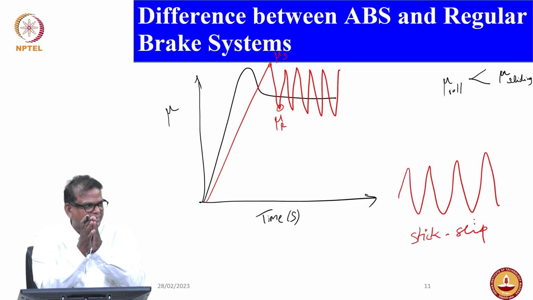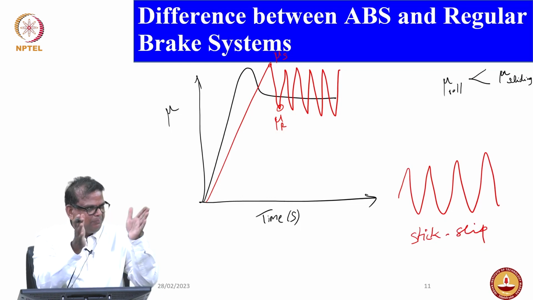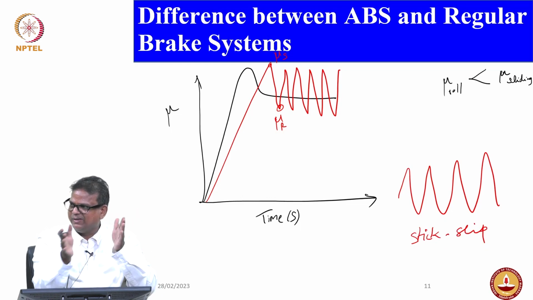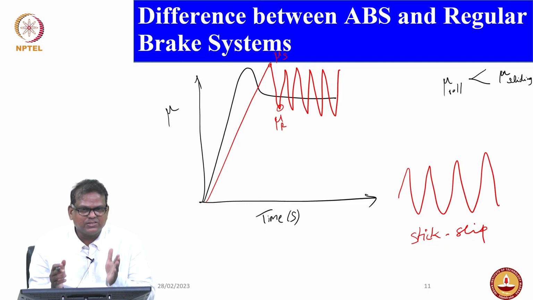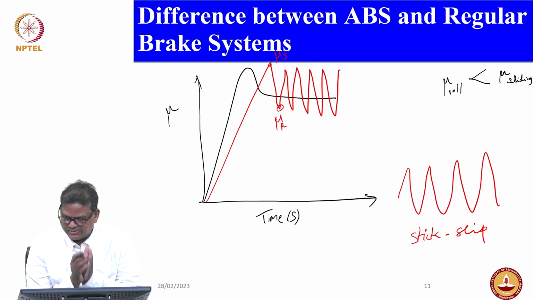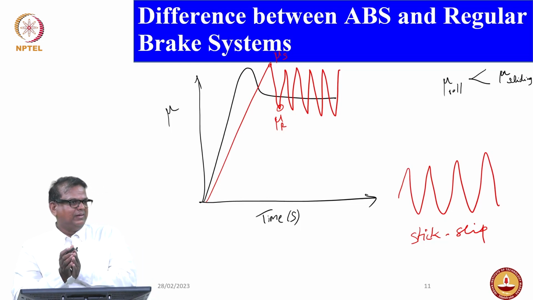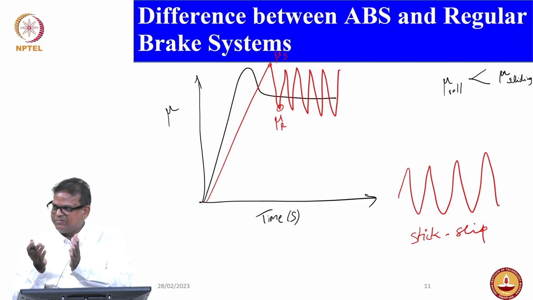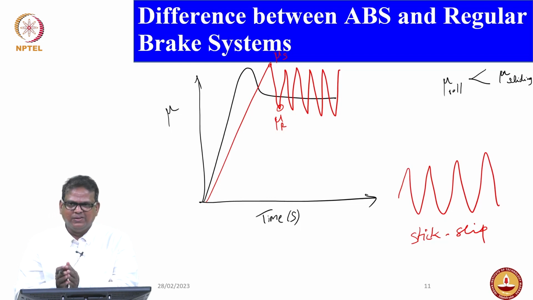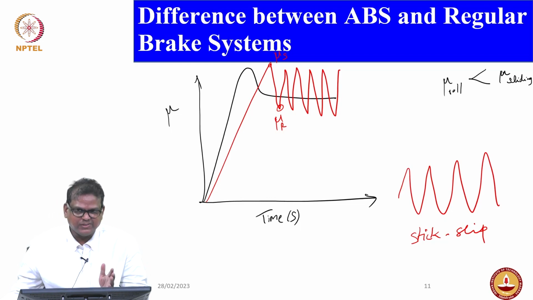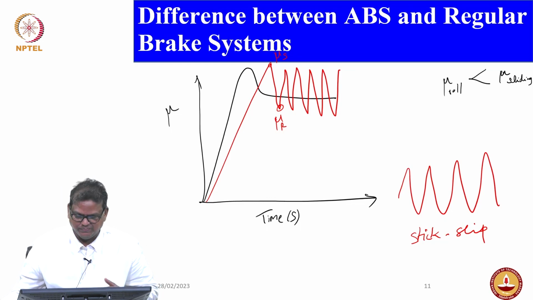Stick means stick together, slip means slide, stick and slide, stick and slide. That's why this phenomenon is called the stick-slip phenomenon. This concept is applied in the ABS brake system. Now you know the difference between a regular brake system and an ABS brake system. The friction has to be lowered so that you will have better control.